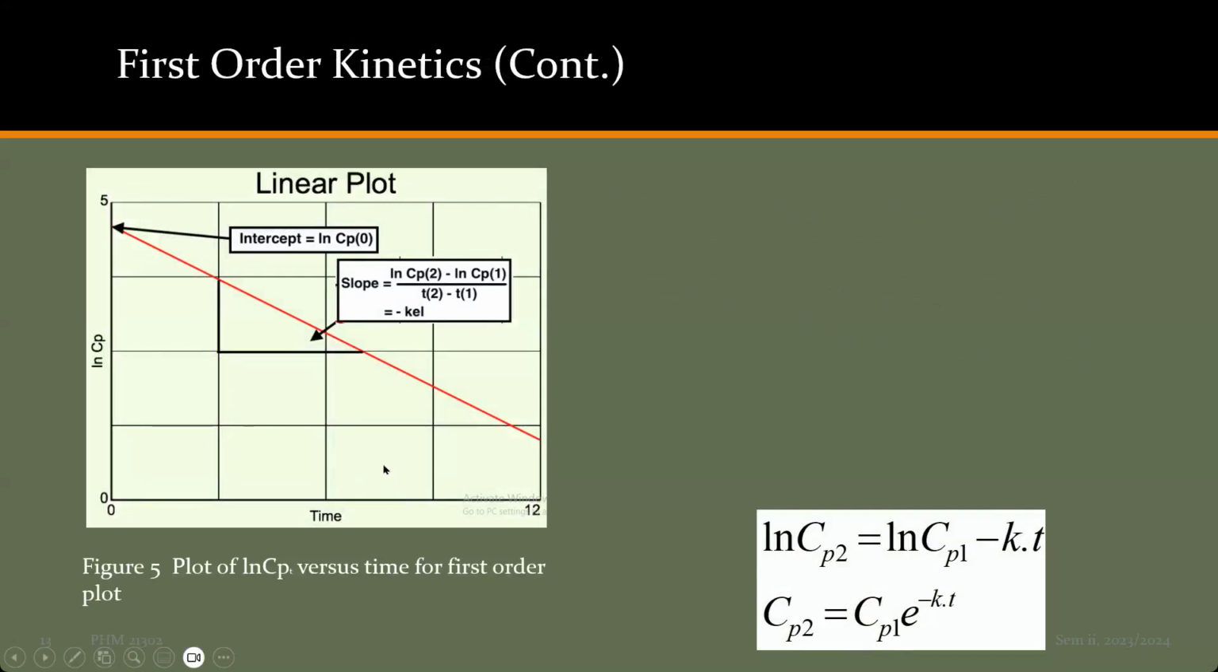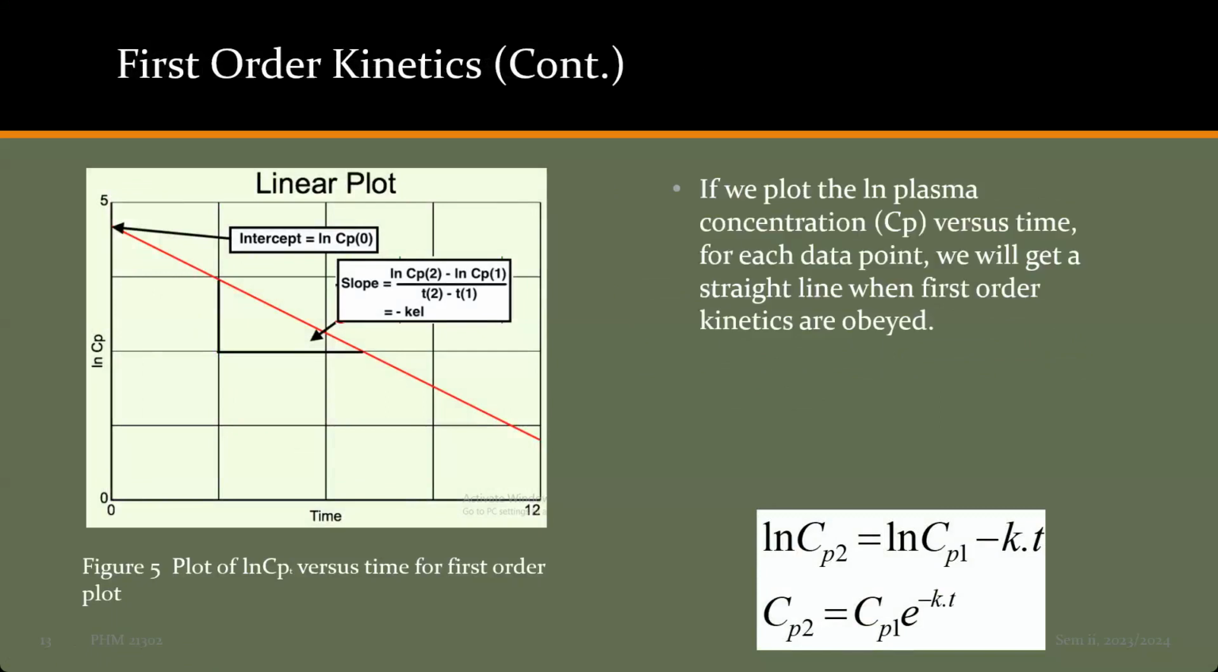Now, for the calculations for drugs that follow first order kinetics, what we are going to do is plot ln CP. CP is the concentration of drug in plasma. We will plot it versus time, so we get an ln concentration versus time plot. This will give a straight line.